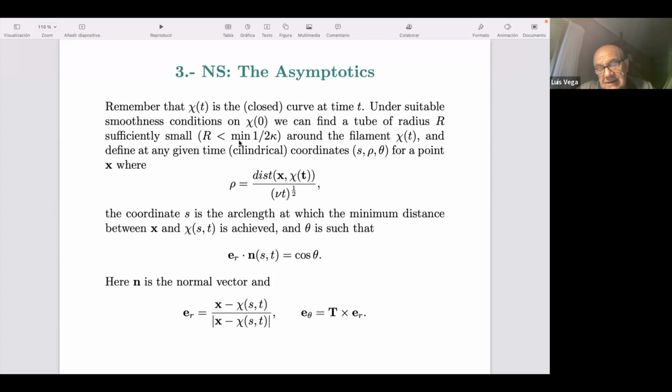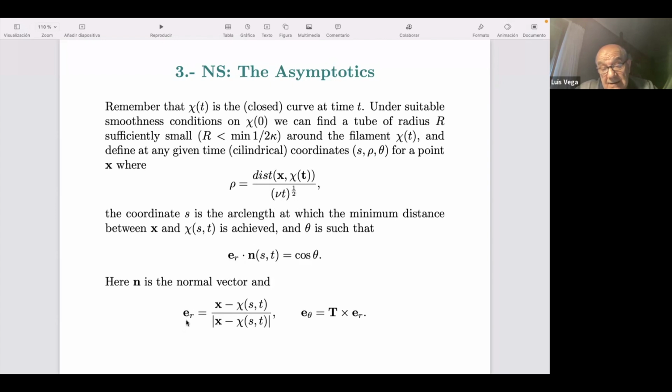Once I have that, and you will see it in the picture, I will introduce in the normal plane to a given point of chi some cylindrical coordinates, where the vertical direction will be the tangent, and rho and theta will be the radius and the angle, although rho will really be the distance renormalized by the viscosity scale. The viscosity scale is what I call the square root of nu t, because of course we are dealing with Navier-Stokes. And then I will introduce different frames to describe the geometry inside the tube.